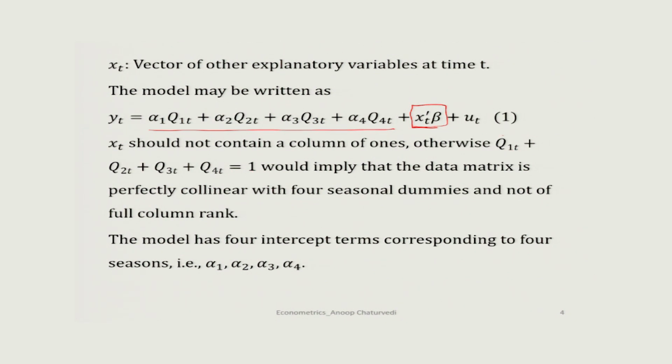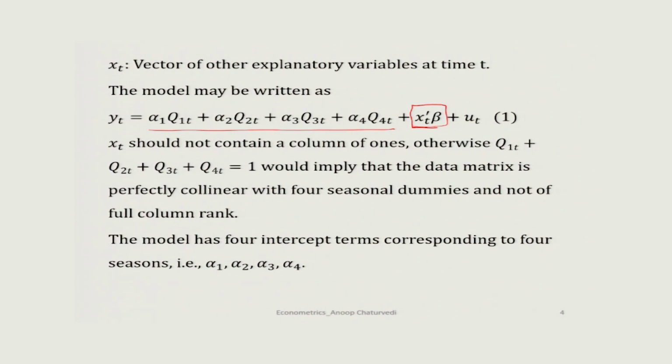The observation is either from the first quarter or from the second quarter or from the third quarter or from the fourth quarter. So, one of these Q_it is equal to 1 and all other Q_it are equal to 0. So, if you take the sum of all these Q_it, say Q_1t, Q_2t, Q_3t, Q_4t, then you get 1. And if this x_t has an intercept term, then this implies that the data matrix is perfectly collinear. If you add the first four columns, then you get the intercept term column. So, you get the case of perfect multicollinearity.